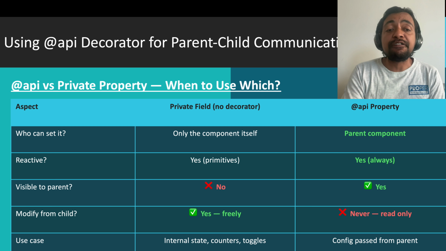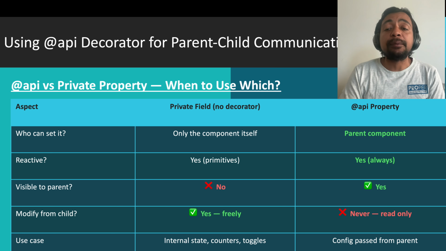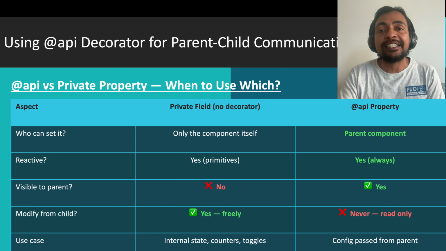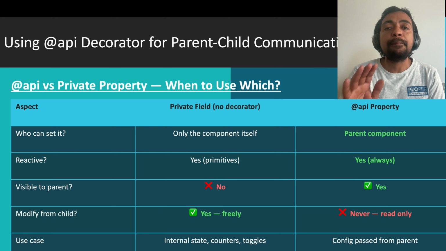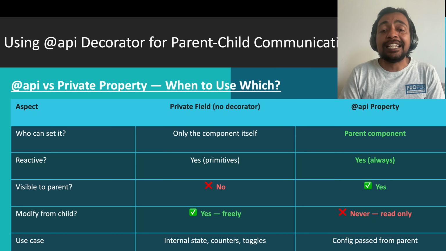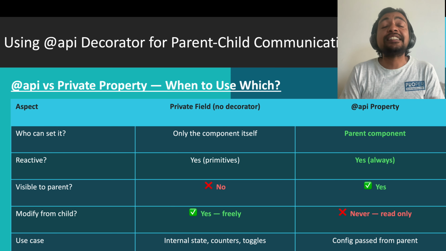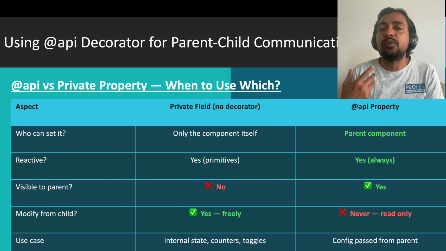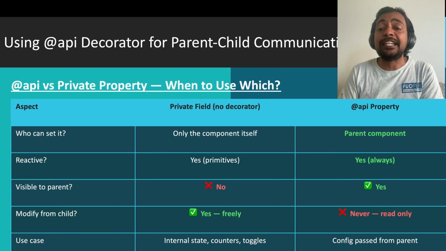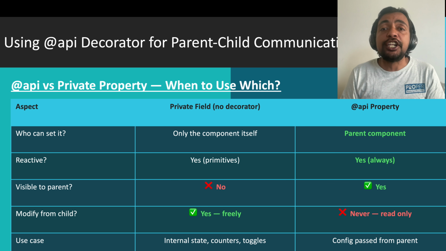If we talk about private fields, you can modify them from the child, but @api properties you can never modify from the child. They will be read only. As for the use case, private fields are for internal state, counters, toggles, or whatever basic private variables you want to use internally in the component. But the use case of @api is for configuration that you need to pass from the parent to the child.